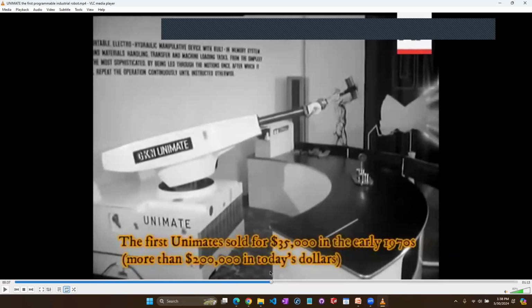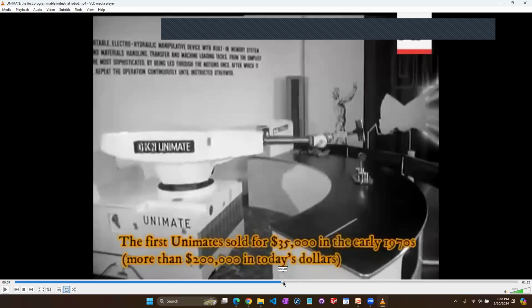However, the world of robotics has come far from what the Unimate offered, and now we can purchase robots which have more capability than this for around $2,000. For $200,000 today, you can even purchase a humanoid android.